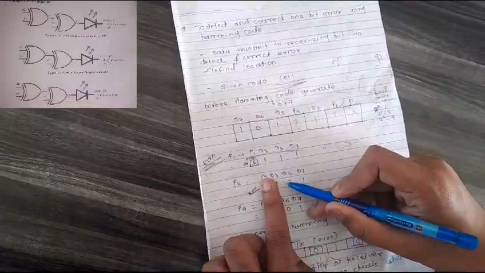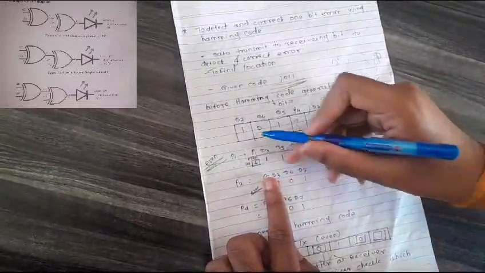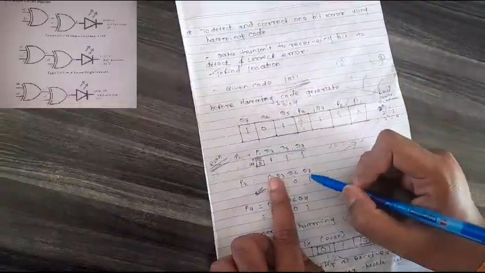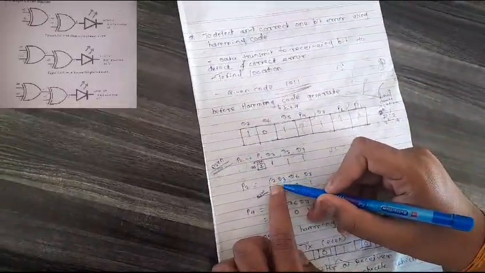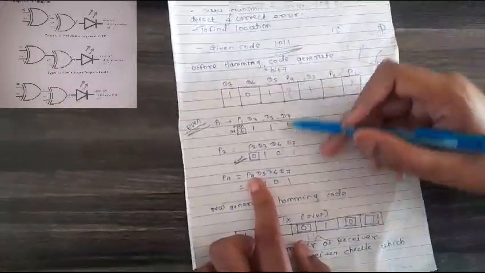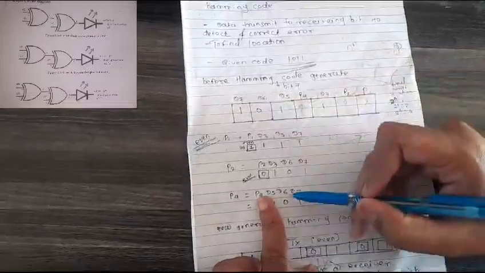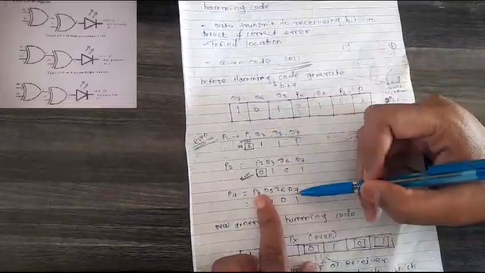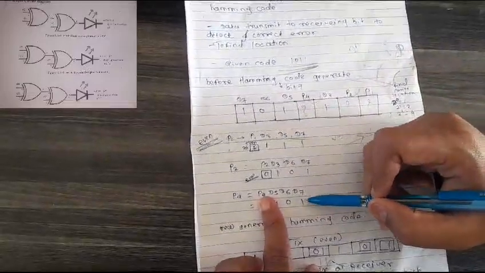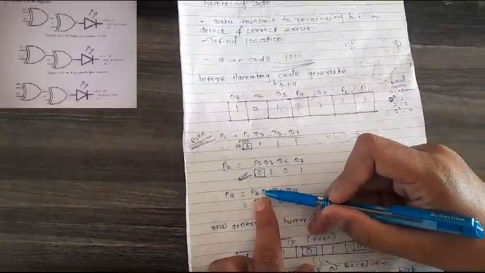To generate parity 2, we take P2 and D3, skip P4 and D5, and take D6 and D7. We add the values: D3 is 1, D6 is 0 and D7 is 1. To make the code even, we give P2 the value of 0. For P4, we take the rest of the blocks, which are D5, D6 and D7. The value of D5 is 1, D6 is 0 and D7 is also 1. To make it even, parity 4 is given the value of 0.